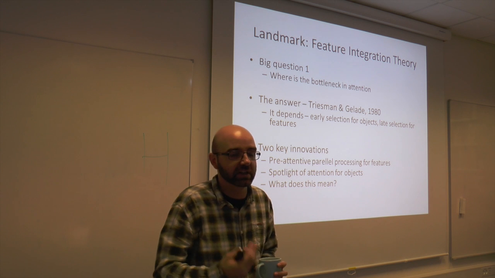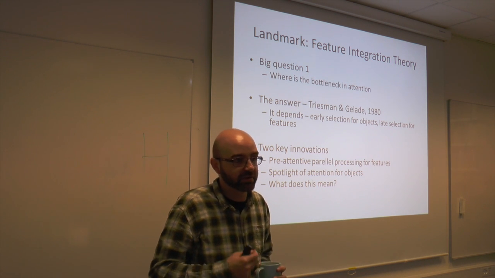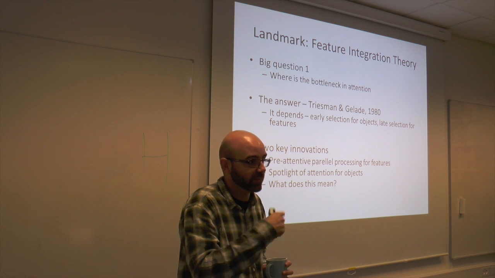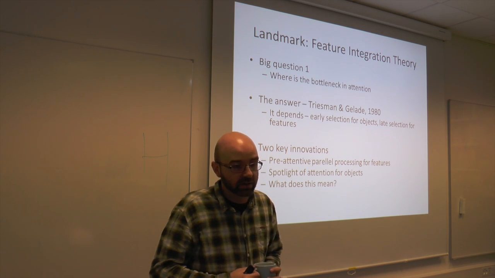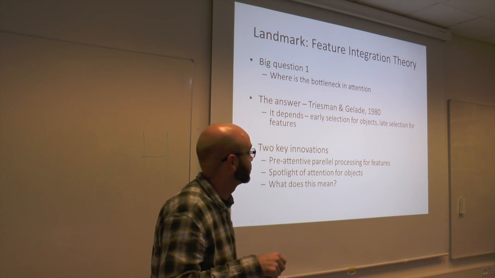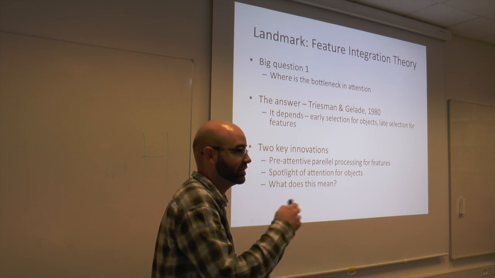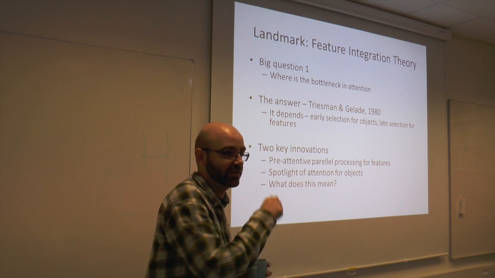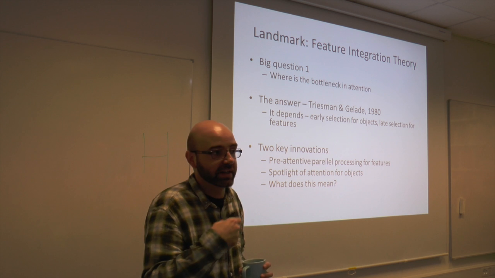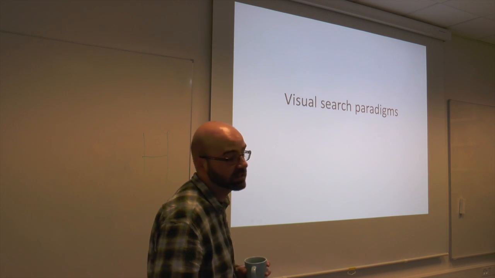So there's two key innovations that come out of explaining this in this way. One is that you have preattentive processing in parallel for features, but you have a spotlight of attention for objects. This is easiest to explain if you see the stimuli, the task and the behavioural measure that Treisman and Gelade used to test this theory initially, and that's a visual search paradigm.